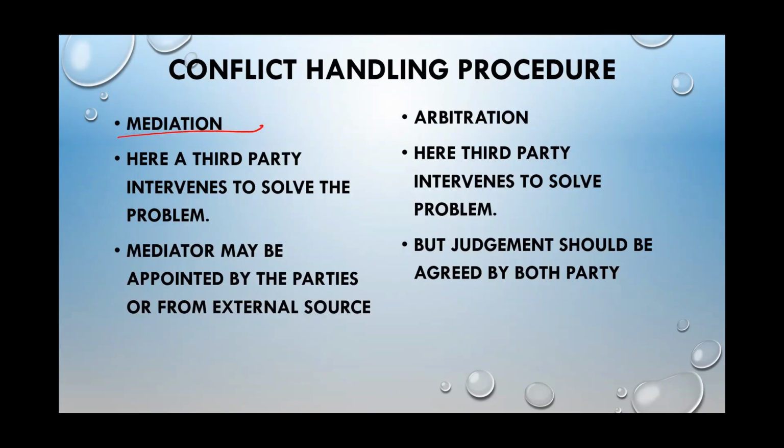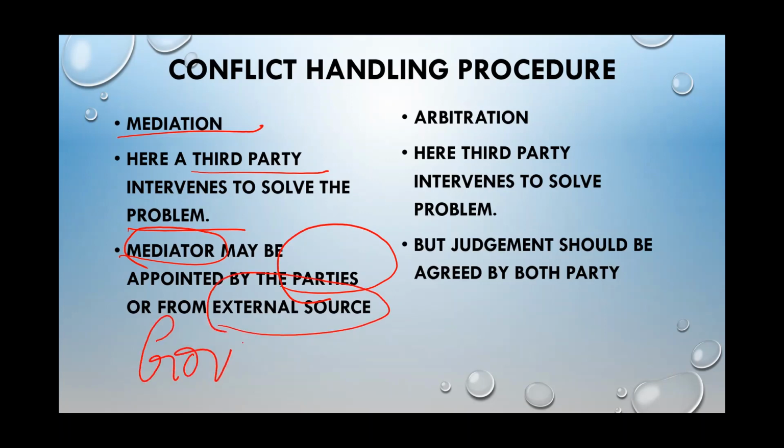Fifth is mediation. Here, a third party intervenes to solve the problem. The third party is the mediator. He may be appointed by the parties themselves or from an external source like the government. Here in the example, the third party may be your common friend appointed by both of you. His role is to solve the problem. Whatever the judgment, maybe to watch movie X or watch movie Y, given by that mediator, it is not mandatory to follow the judgment. You may say yes or you may say no also.